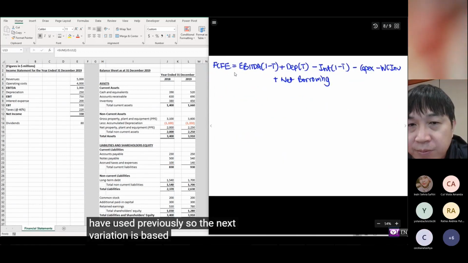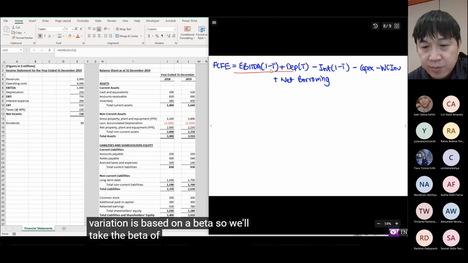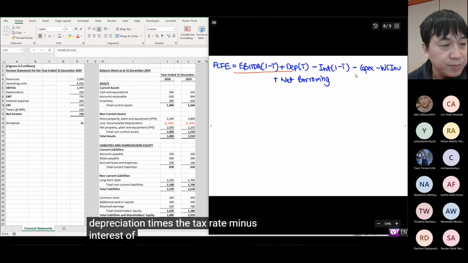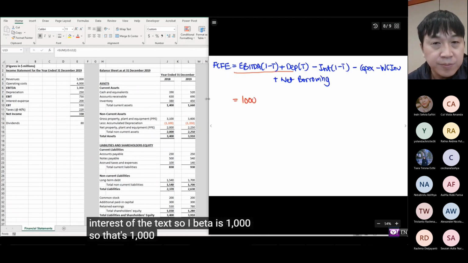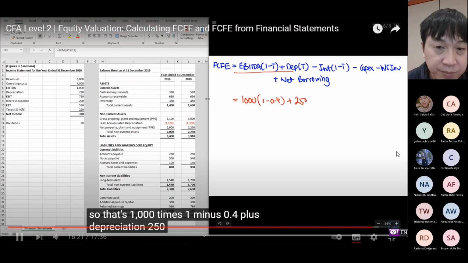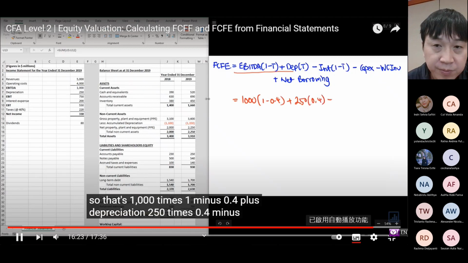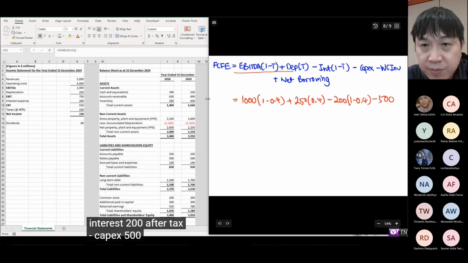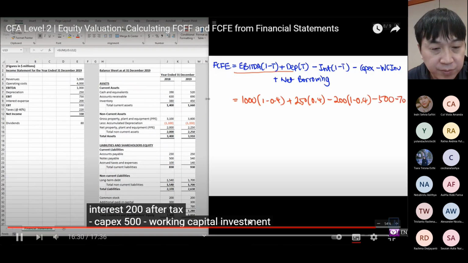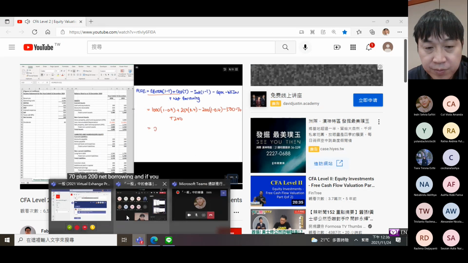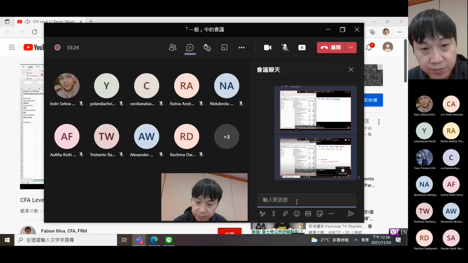The next variation is based on EBITDA. So we'll take EBITDA after tax plus depreciation times the tax rate minus interest after tax. EBITDA is 1,000, so that's 1,000 times 1 minus 0.4, plus depreciation 250 times 0.4, minus interest 200 after tax, minus capex 500, minus working capital investment 70, plus 200 net borrowing. And if you calculate that, you will get $210 million as well.